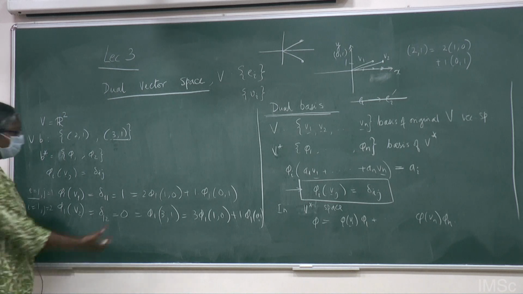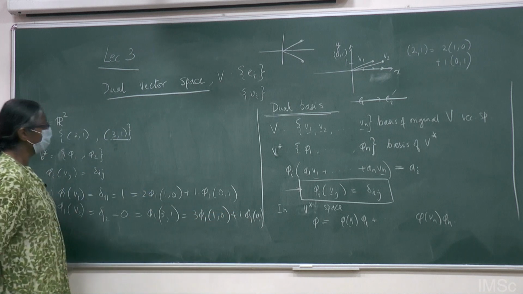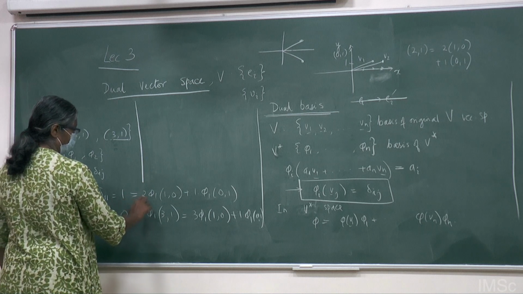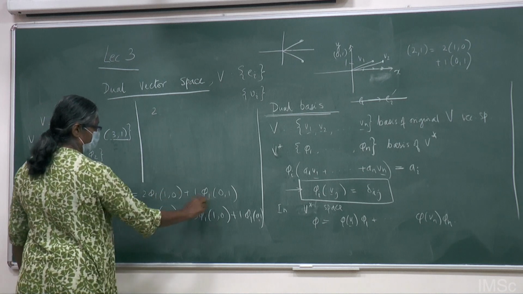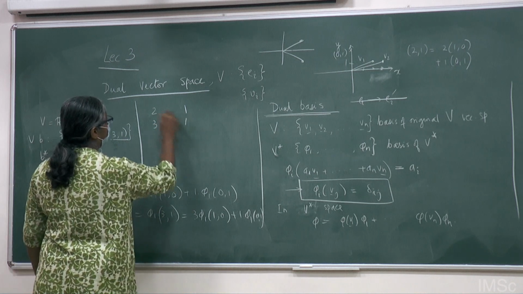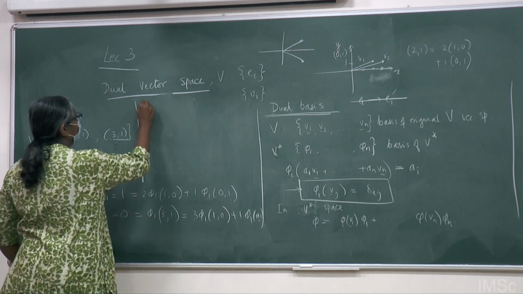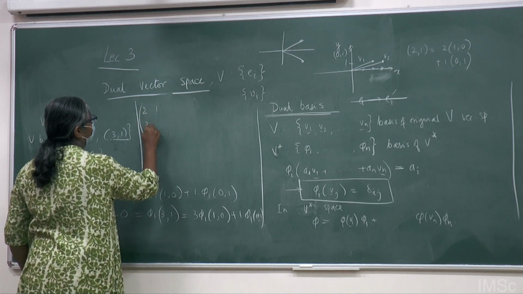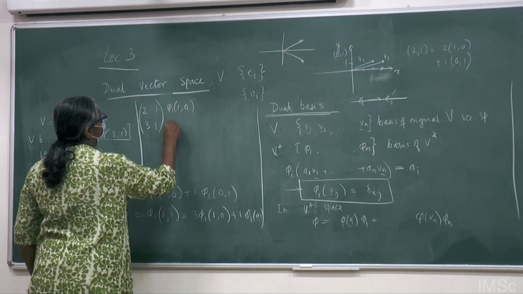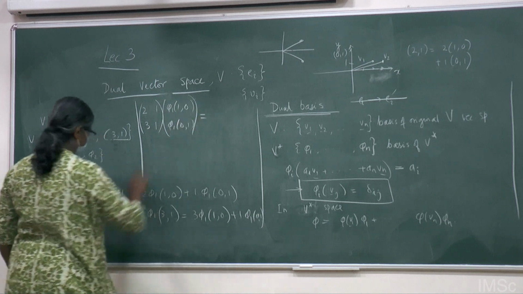Now can you see that I have two equations for two unknowns, phi 1 of (1, 0) and phi 1 of (0, 1), which I will solve here. I will write the equation as 2 times phi 1 plus 1 times phi 1, 3 times phi 1. Maybe I'll make it smaller, otherwise it won't fit. Trying to write big so that phi 1 of (1, 0), phi 1 of (0, 1) is equal to (1, 0).